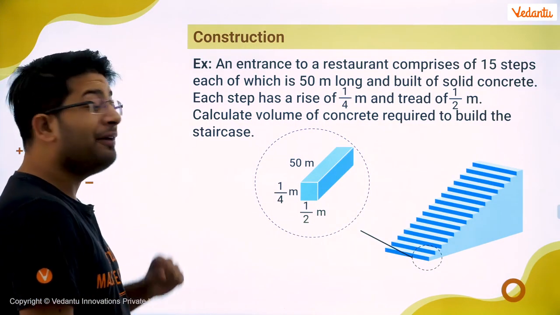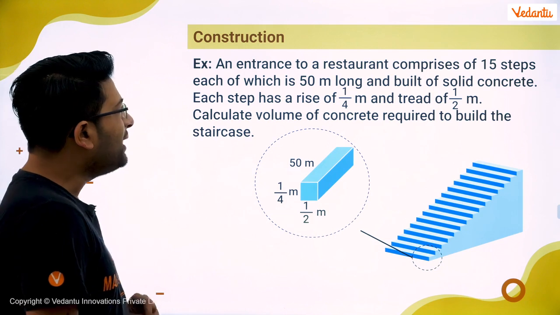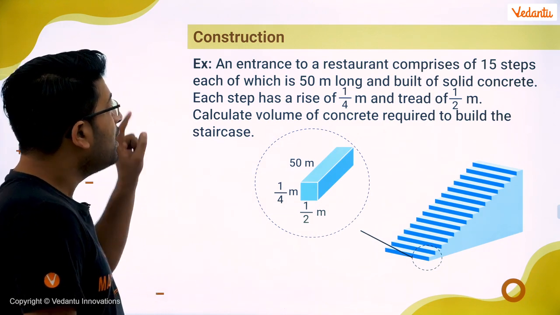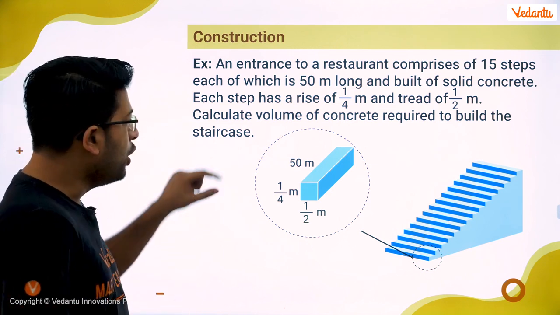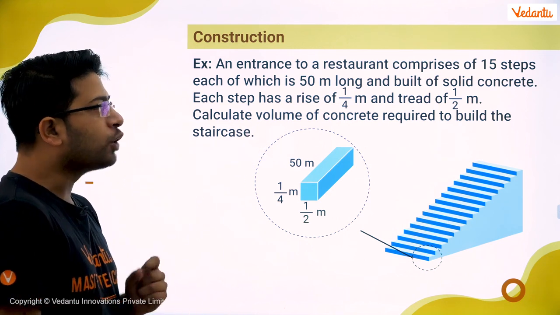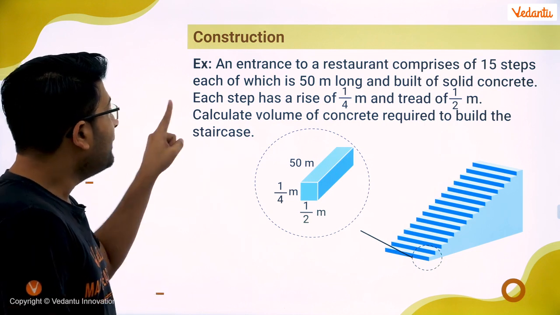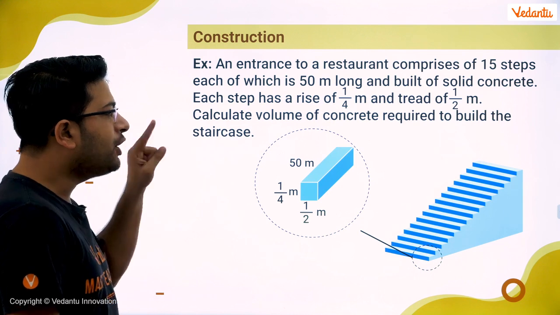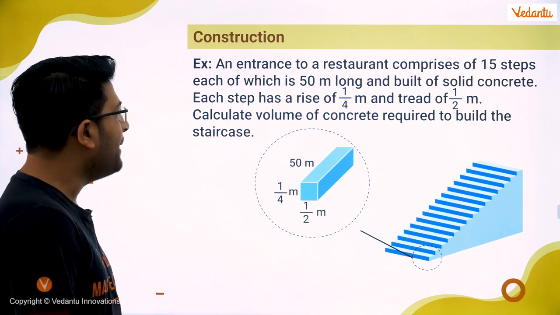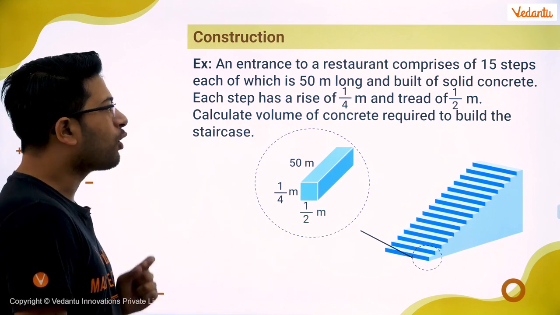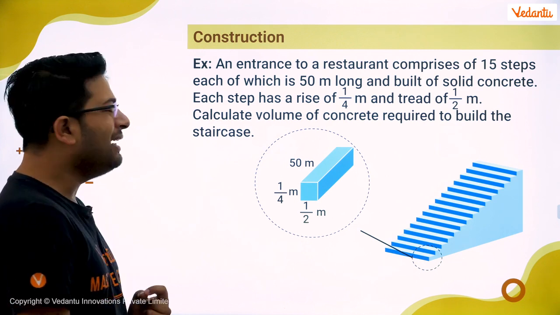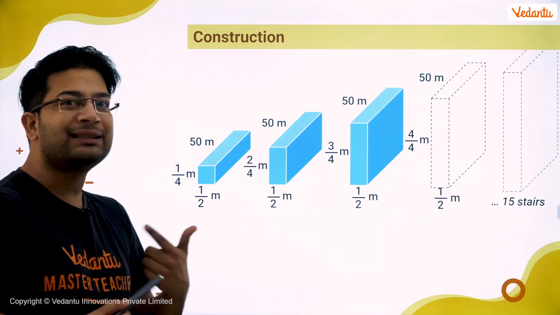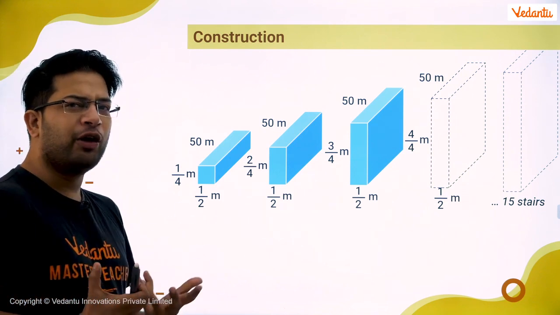So look at this question, champ, a very excellent question. An entrance to a restaurant comprises 15 steps, each of which is 50 meter long, built of solid concrete. Each step has a rise of 1 by 4 meter and a tread of 1 by 2 meter, right, champ? Calculate the volume of concrete required to build the staircase. Very simple question if you know how to make the series. Now, champ, we have to find the volume.